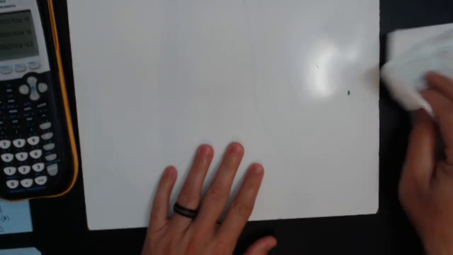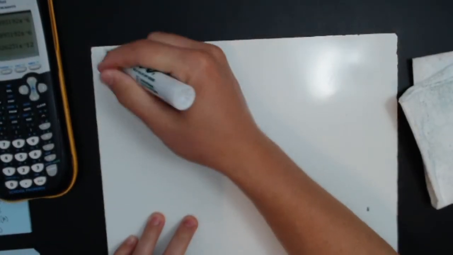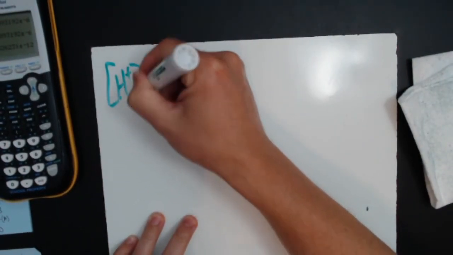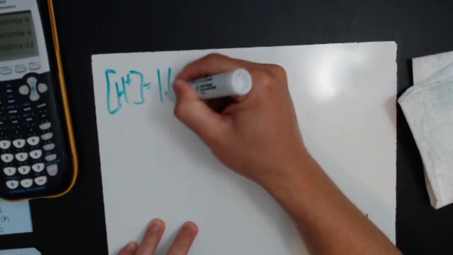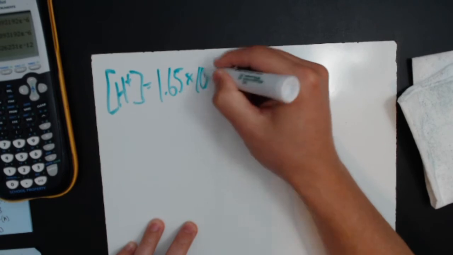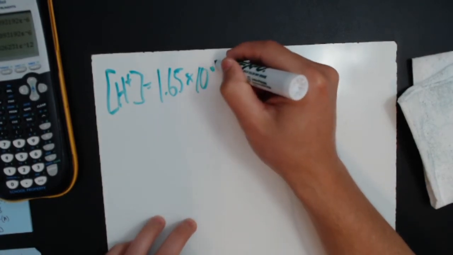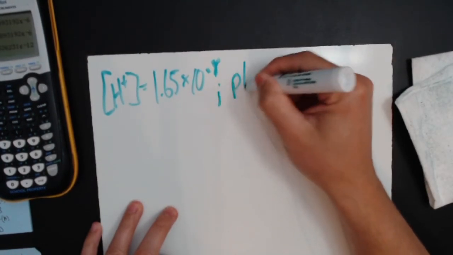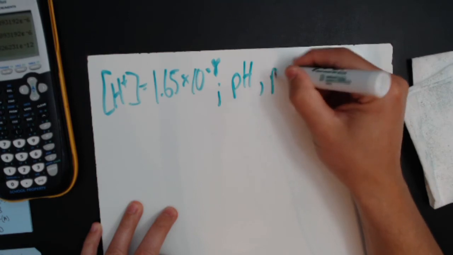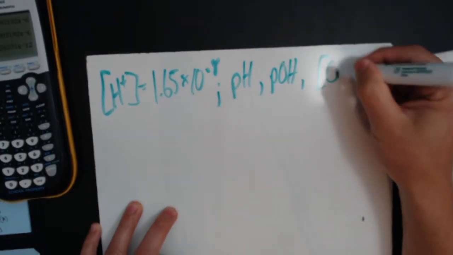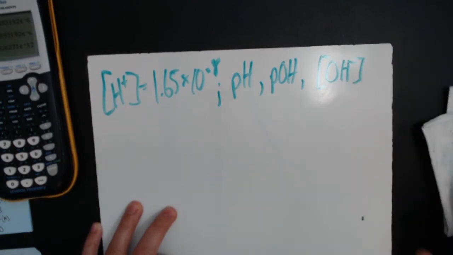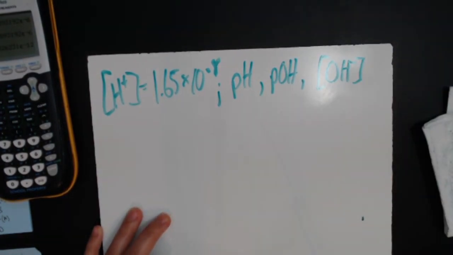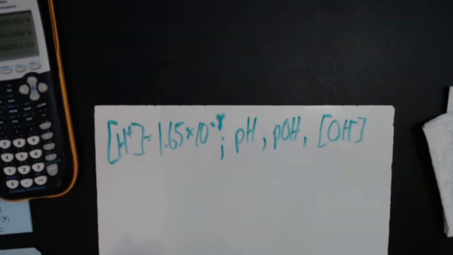All right, number 6. It's kind of taking all this and putting it into one problem. So the solution has an H plus concentration. So it's giving us H plus. So I'm going to write that down. It is 1.65 times 10 to the negative 8. And then it's asking us for pH, pOH, and the hydroxide concentration.